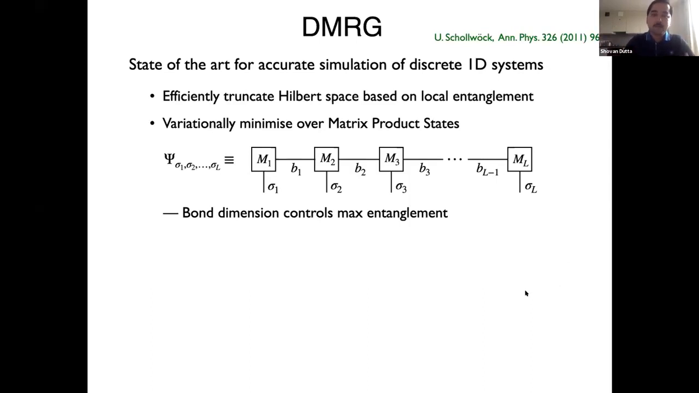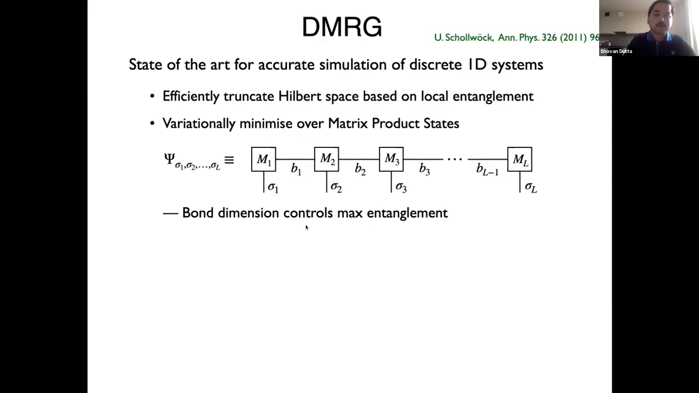And so in the modern formulation, what you do is you write the many-body wave function psi as a product of these matrices, and you treat the elements of these matrices as variational parameters. And you can see two types of indices. The sigmas are the physical basis states like spin up, spin down. And the B's are what are called auxiliary states or bonds. And the dimension of these bonds control the degree of entanglement in the state.